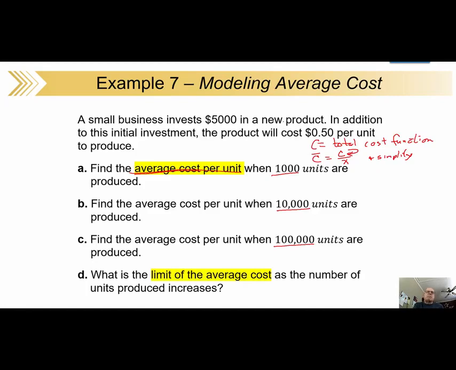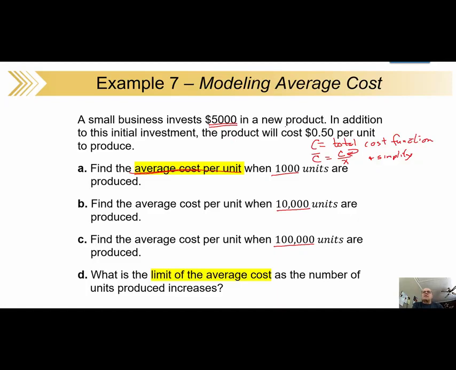Now up here at the top it says they invest $5,000 in a new product. That probably means, well, it might mean that they've bought some kind of machine. If your business is selling pens, for example, ballpoint pens, perhaps you buy a machine for $5,000. Well, that $5,000 is part of your total cost, and it's going to affect how much you have to sell the product for.